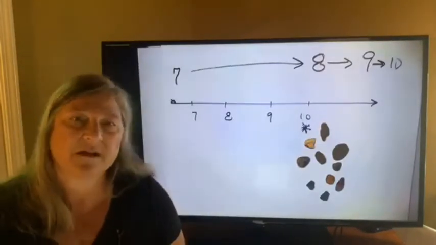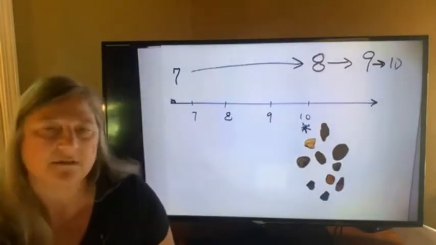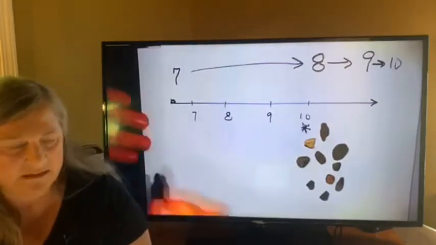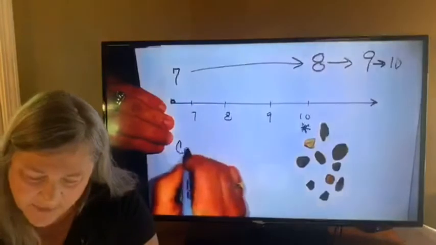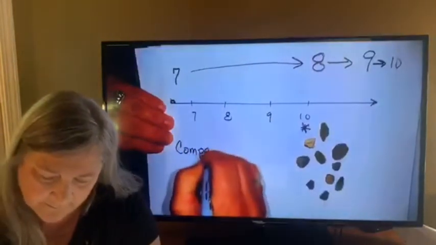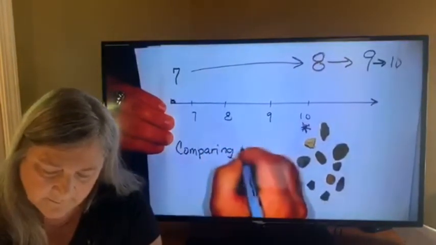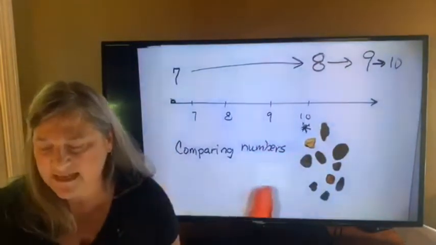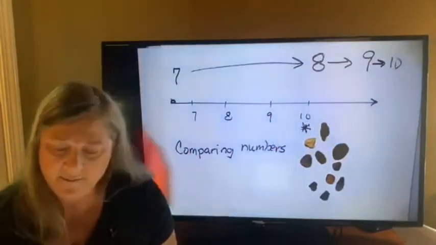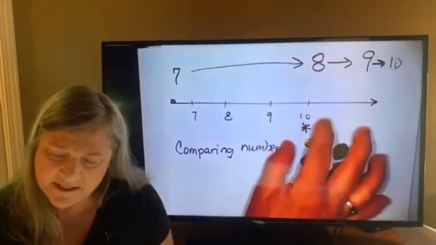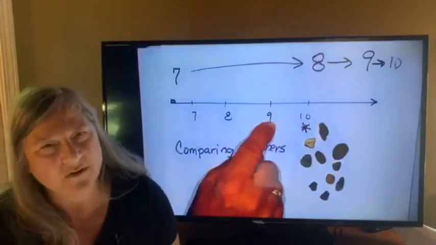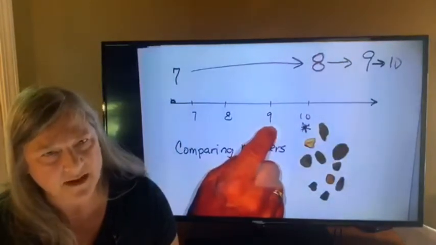So we have counting and cardinality, which includes a lot of the counting principles that we've talked about. The second piece is including this idea of comparing numbers. So we just had a question about comparing numbers. If there's 10 stones in the 10 pile, are there more or less stones in the 9 pile?